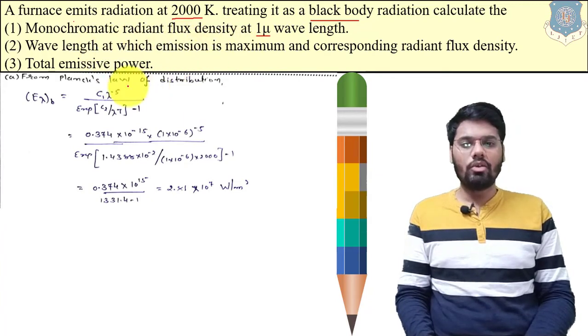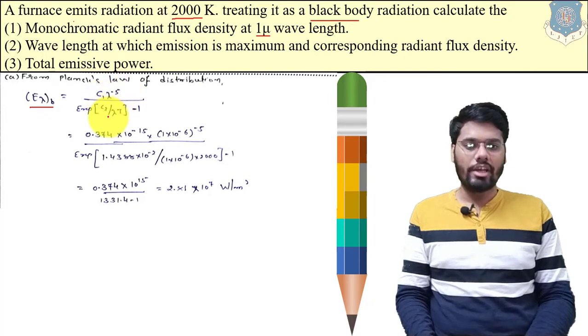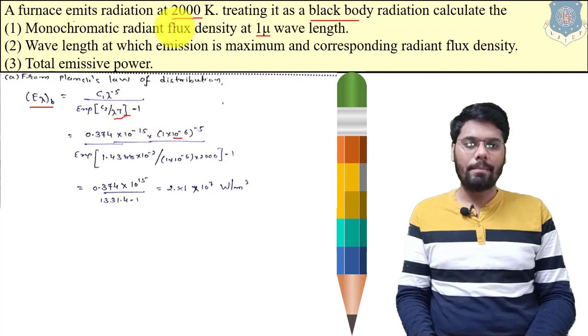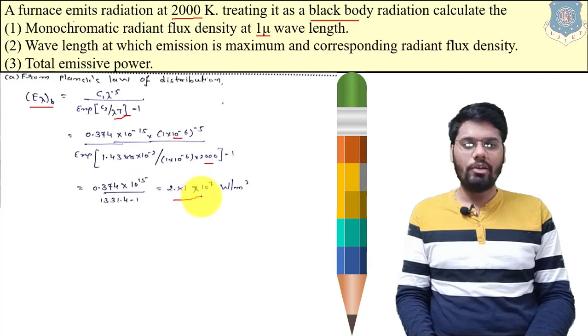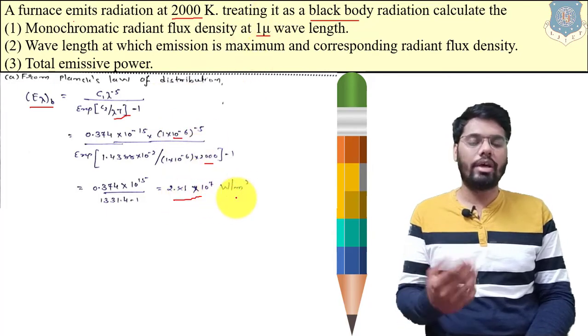It means we have to calculate this E lambda b, which is calculated by Planck's equation: C1 lambda raised to minus 5 into exponential of C2 by lambda T minus 1. We know the values of the constants C1 and C2. Lambda is already given; we need to multiply by 10 raised to minus 6 to convert it into meter. By putting the values, here the temperature is given directly in Kelvin, 2000. By calculating these values, we will get the monochromatic radiant flux density at this particular wavelength, which is 2.8 into 10 raised to 7 watt per meter square.